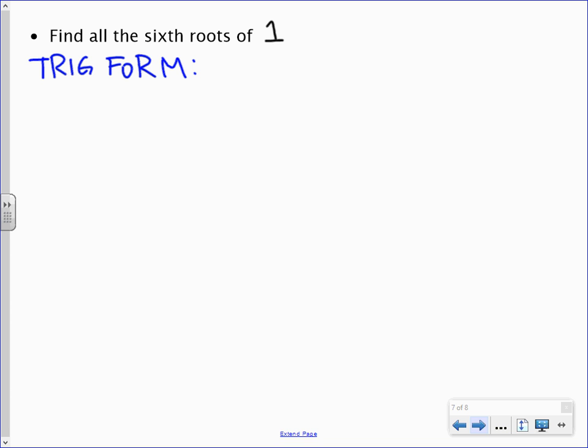Okay, what's the absolute value of 1? Wait a second. Okay, it's 1. And what would our angle be? 1 is right here on just the real axis. What's our angle? 0.